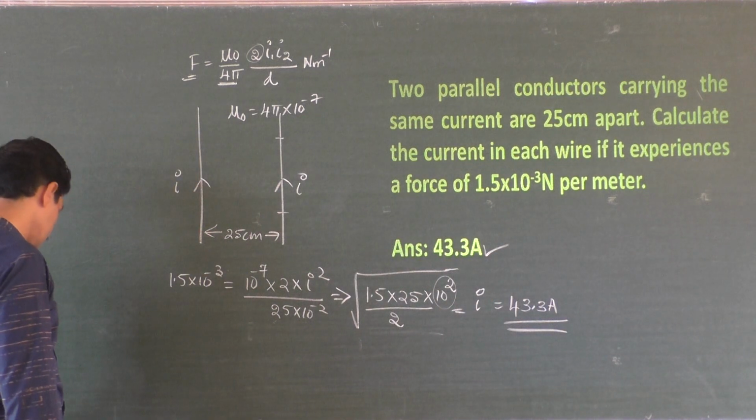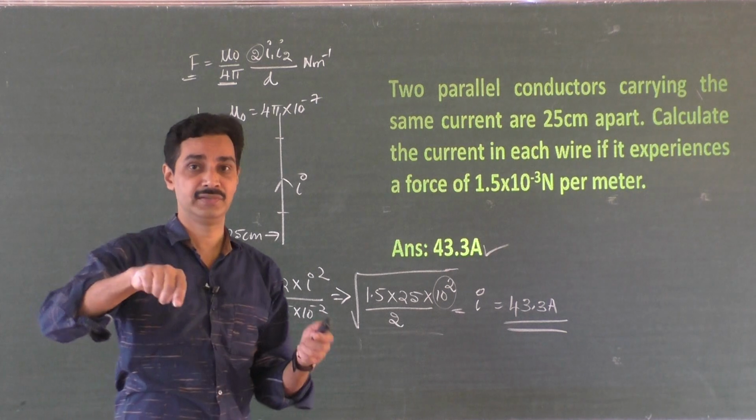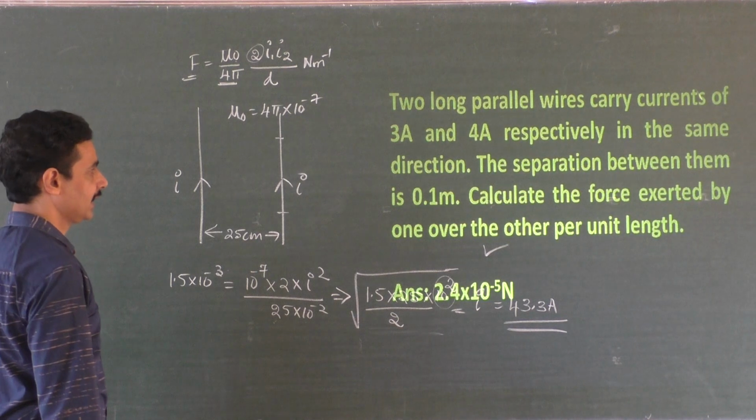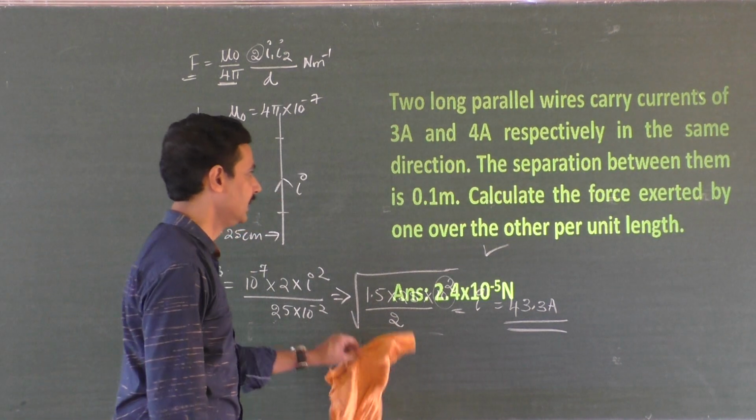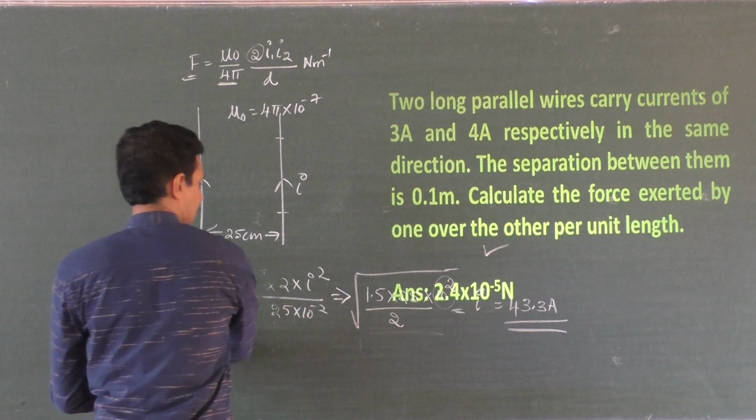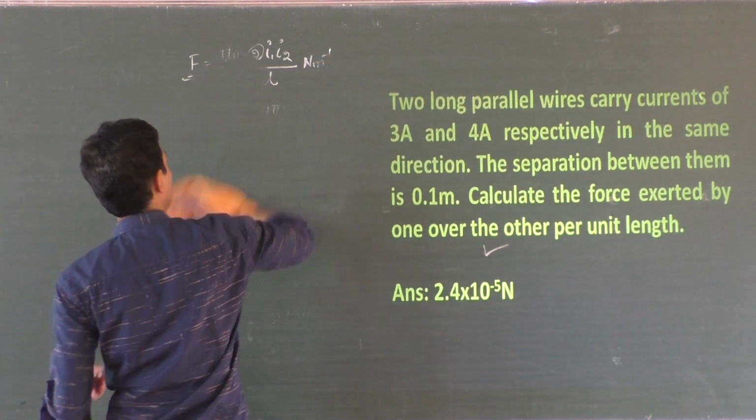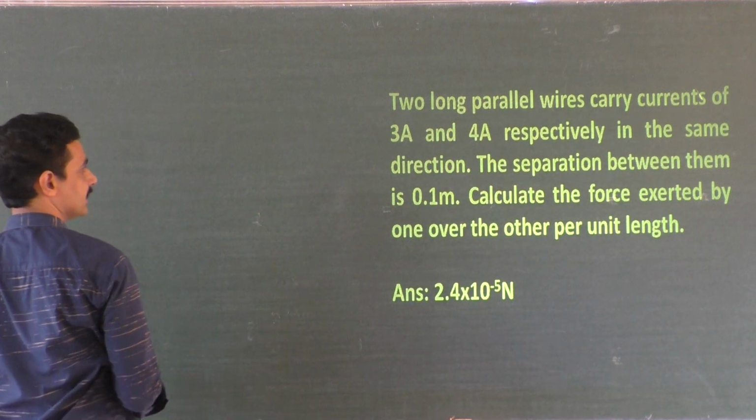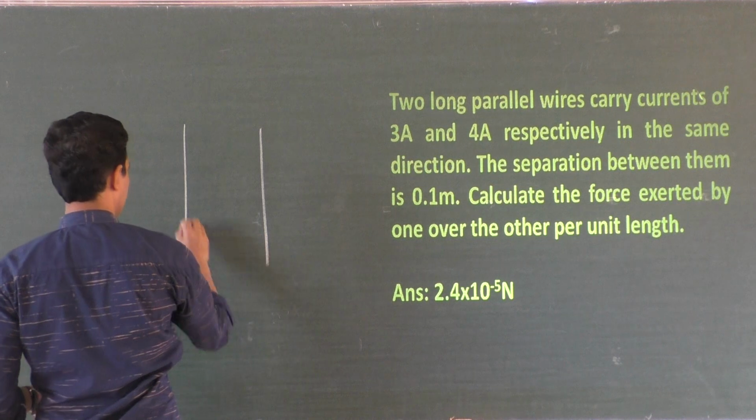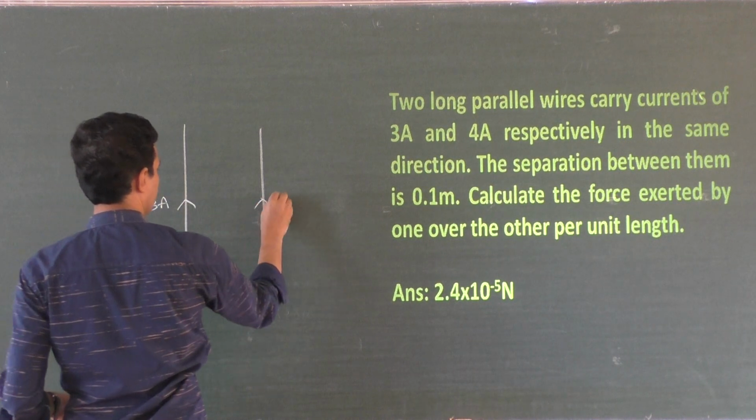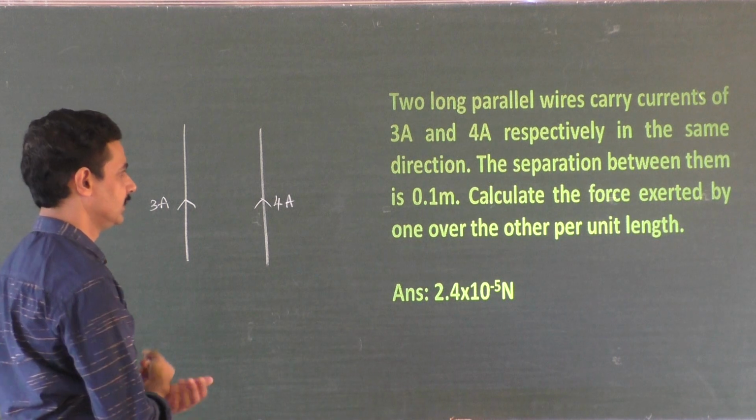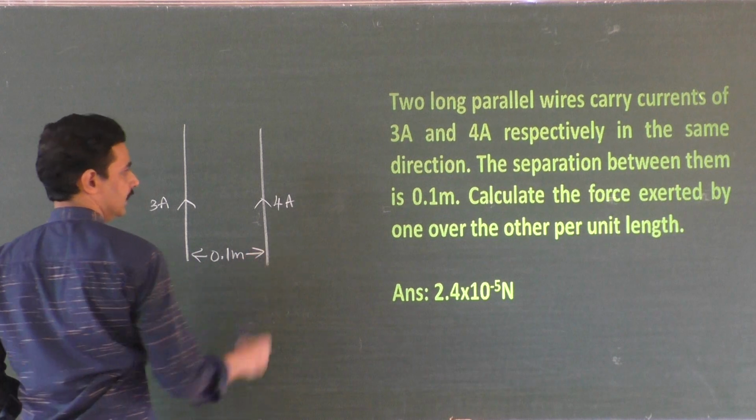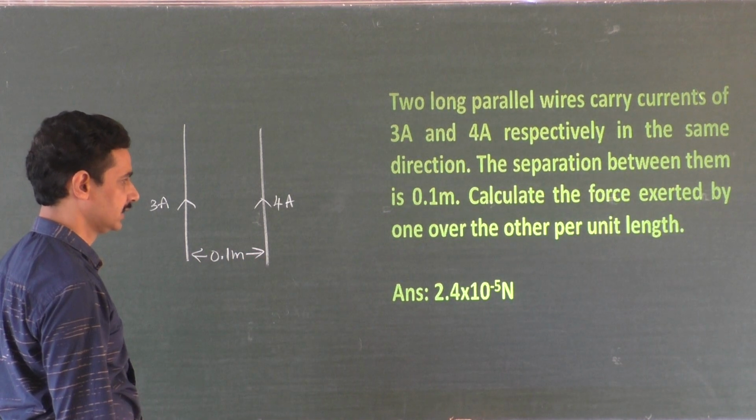Same answer, so direct one. But the only thing is you must know the theory behind all these things, that it is force per unit length and all. Okay, two long parallel wires carry currents 3 ampere and 4 ampere respectively in the same direction. The separation between them is 0.1 meter. Then calculate the force exerted by one on the other per unit length.